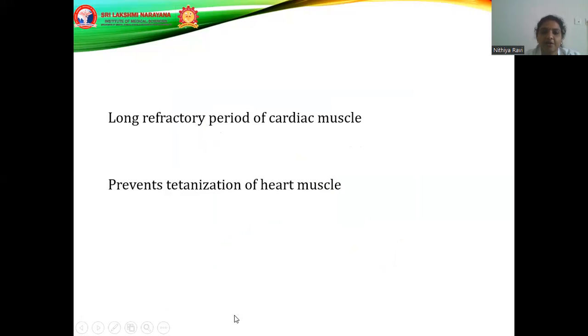So the long refractory period of the cardiac muscle fiber prevents the tetanization of the heart. Okay. So even if you give continuous stimulus, the heart muscles will not react to it, and hence tetanization of the heart muscle is prevented.